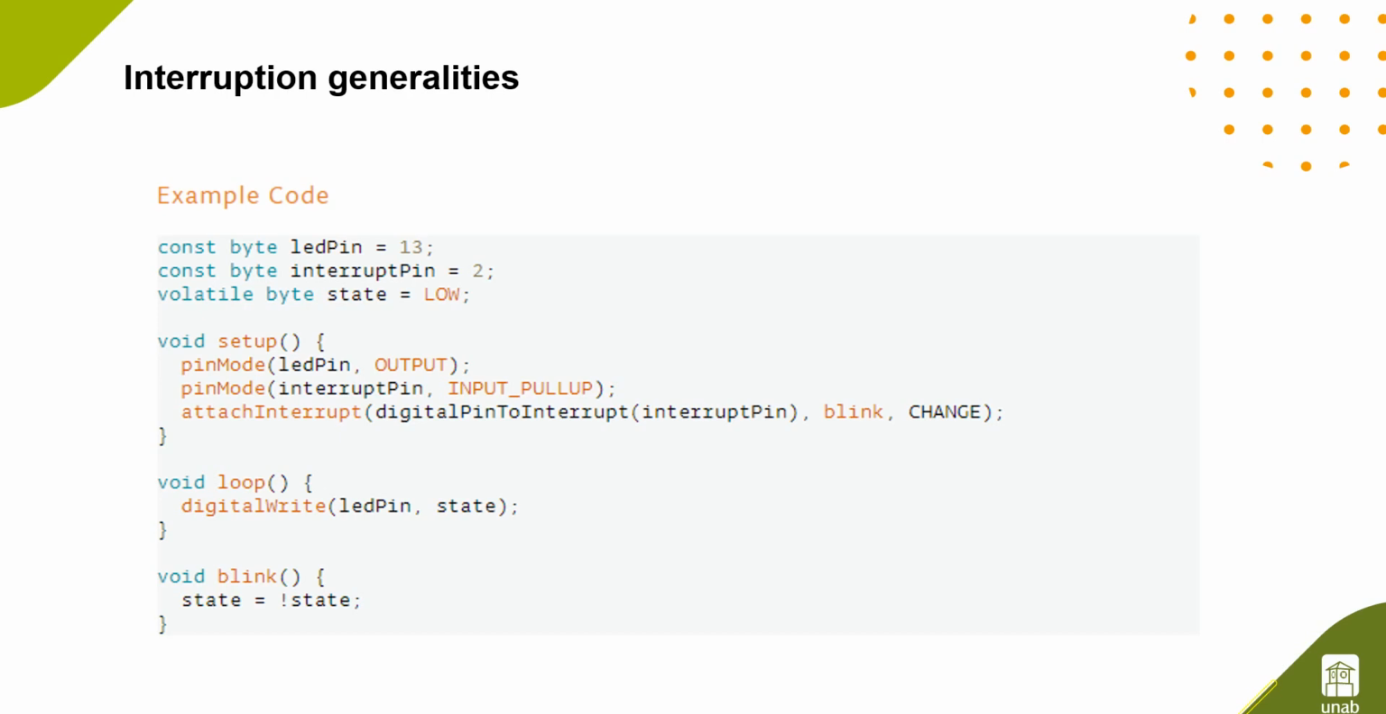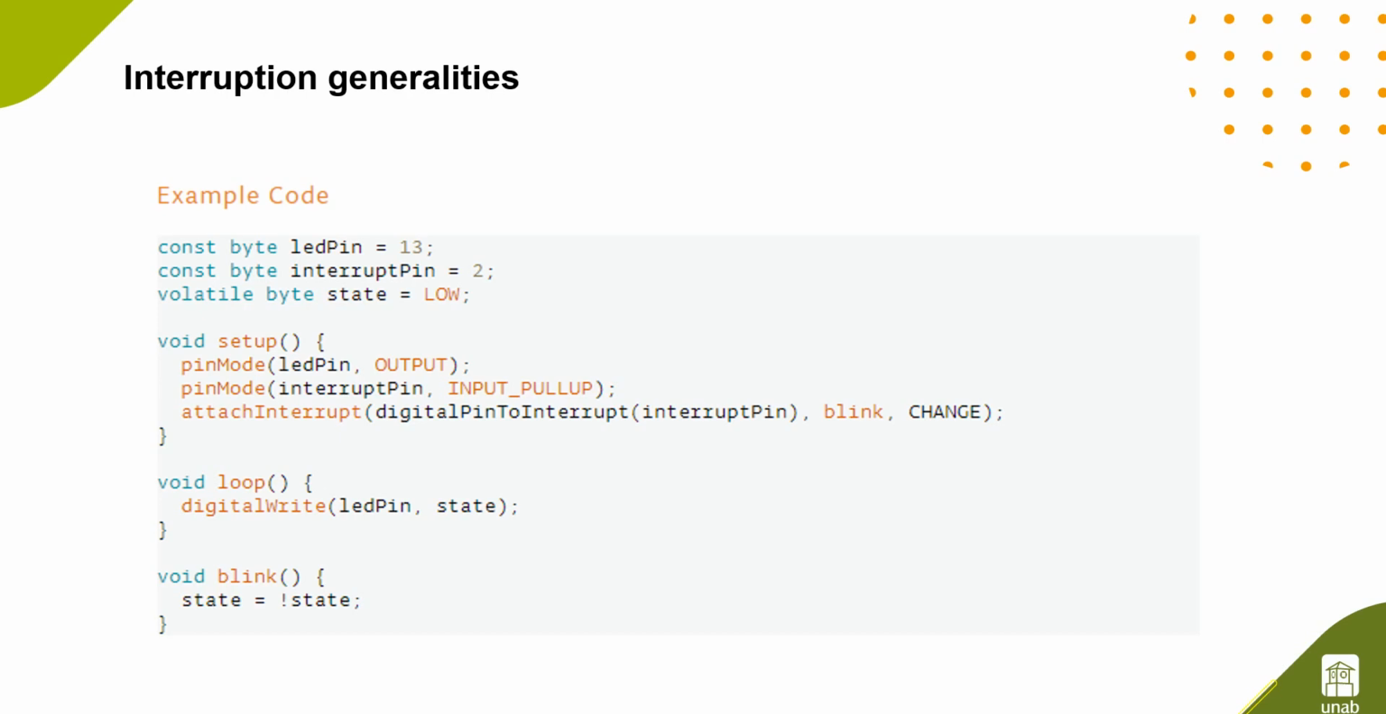In my void loop I just write to LED pin number 13 whatever the state is. So if we imagine the circuit, you won't need any more devices or elements, just the Arduino itself you can work with. So whenever the interrupt pin detects a change from 0 to 5 and 5 to 0, immediately the blink function is called.